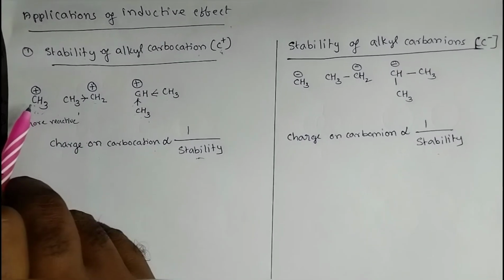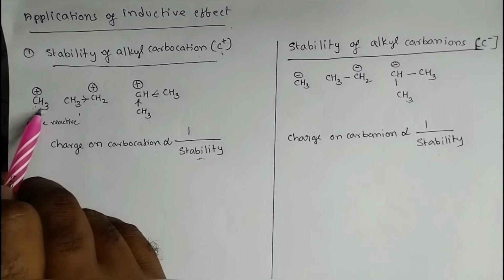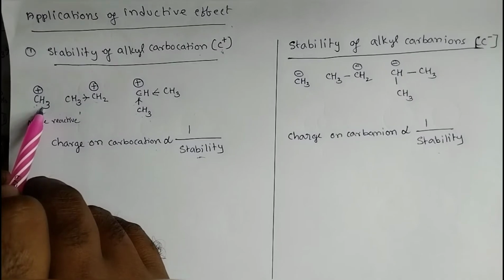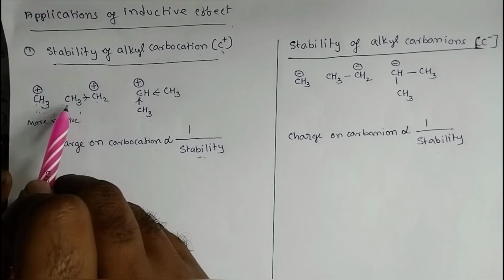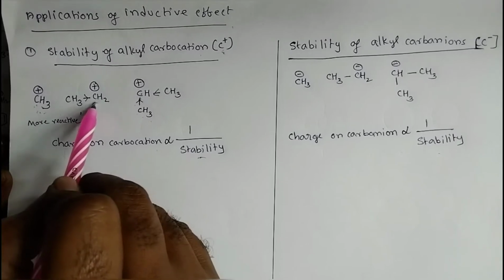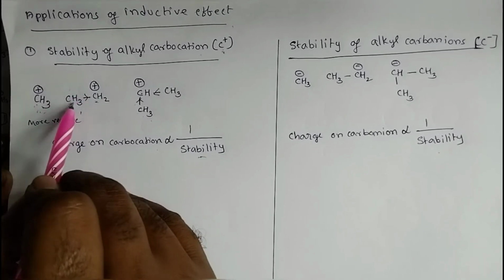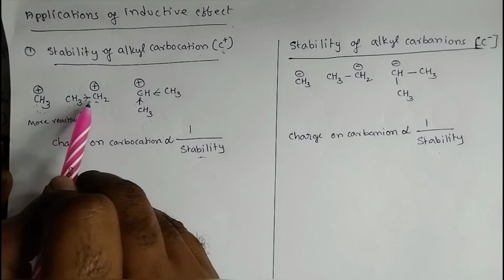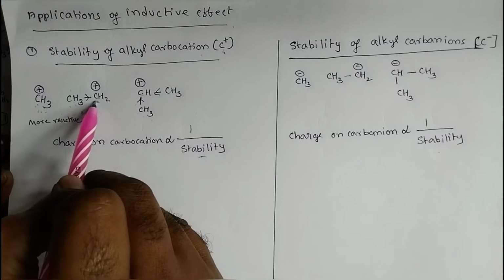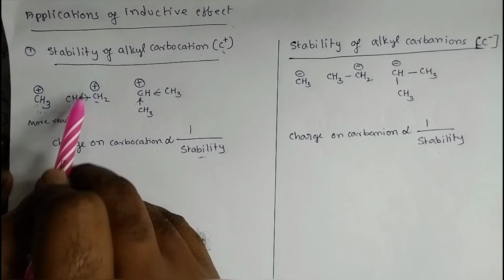Now here, this carbocation has 3 hydrogen atoms. Hydrogen neither donates the electron nor withdraws the electron. Next, this carbocation is linked by a methyl group. This methyl group donates electrons to this carbocation. When the methyl group donates electrons to this carbocation, the positive charge decreases and negative charge increases.